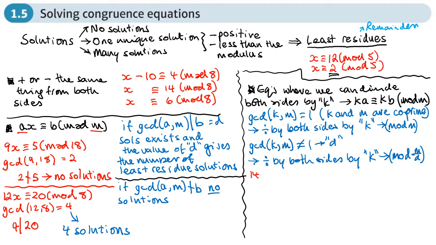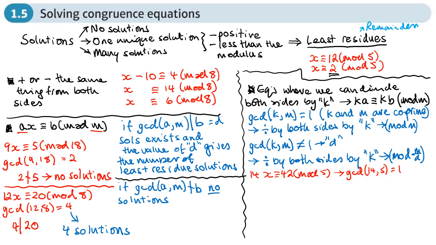So let's say I had 14x is congruent to 42 in mod 5. The first thing that I would do is work out the greatest common divisor of 14 and 5, which is 1, which means that the 14 and the 5 are relatively prime, or coprime. I should have said that the 14 came from the value that I was going to divide both sides by.